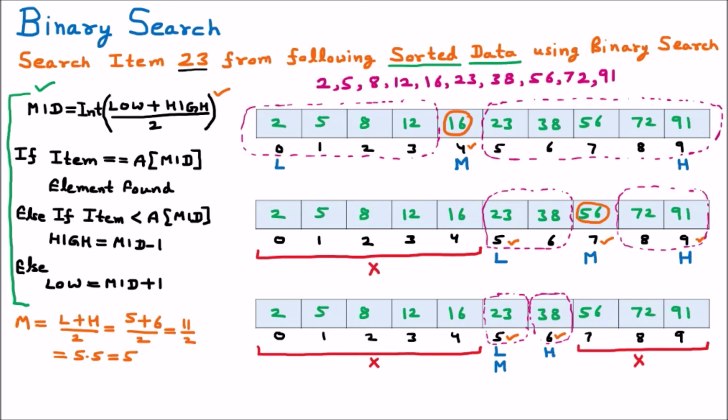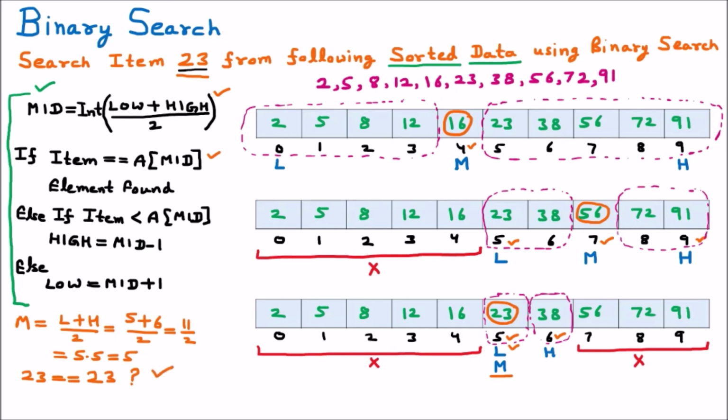Now we are going to work with the different conditions. We go to the first condition here, which says item is equal to array middle. The item we have to search is 23. So we check whether 23 is equal to array middle. In this array, middle is 5, and the item present at the middle is 23. So 23 equals 23. Is it true? Yes. So we find our element.